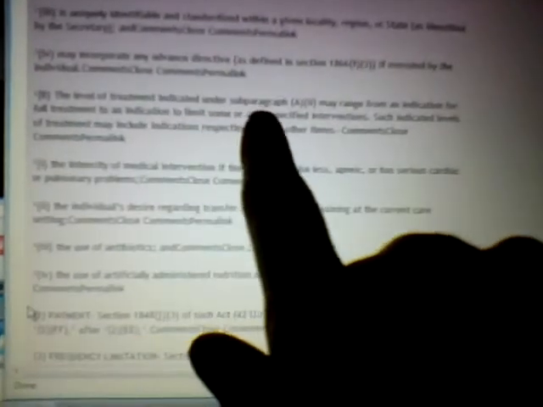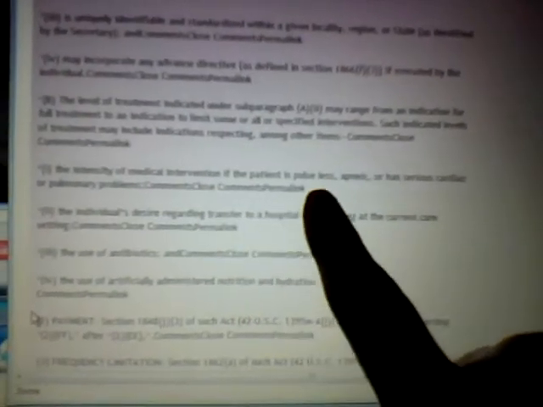The level of treatment indicated under subparagraph A may range from an indication for full treatment to an indication to limit some or all specified interventions. Such indicated levels of treatment may include indications respecting, among other items, just a few, the intensity of medical intervention if the patient is pulseless, which means you don't have a pulse, apneic, you're not breathing, or has serious cardiac or pulmonary problems. Okay, you're supposed to plan ahead of time for a situation where you may be having a heart attack. That would be considered serious.